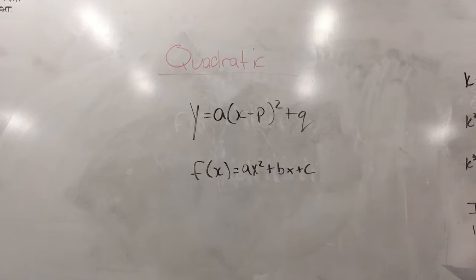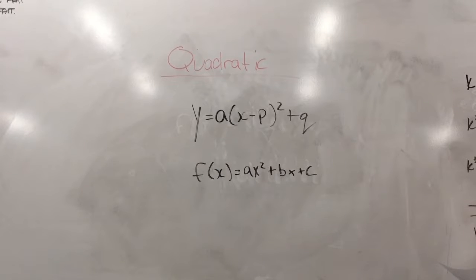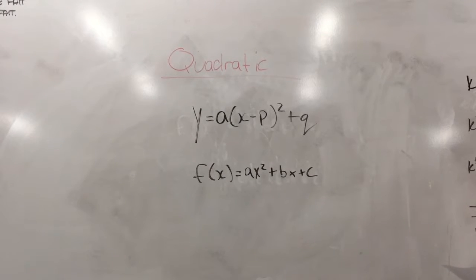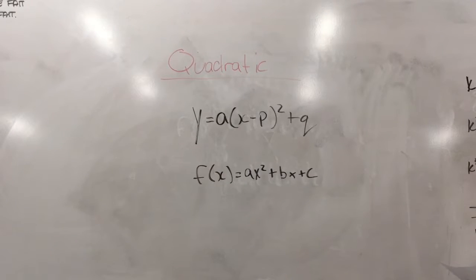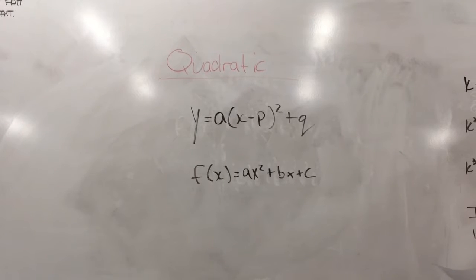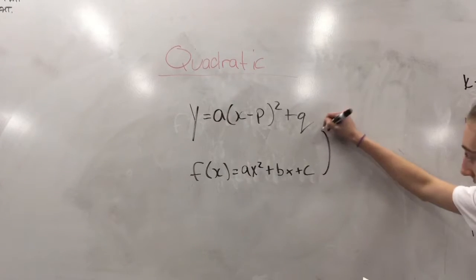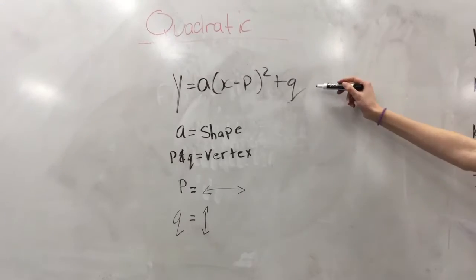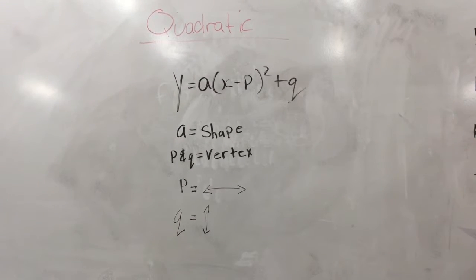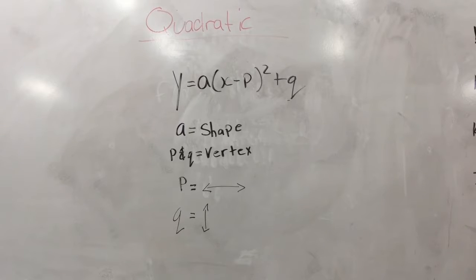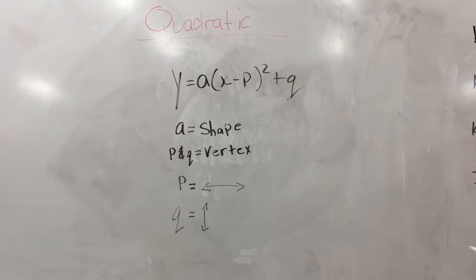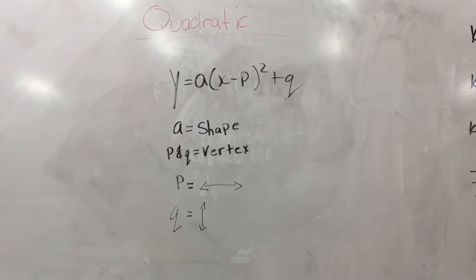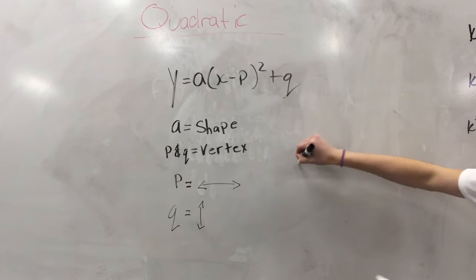If you are given an equation in the form f of x equals ax squared plus bx plus c, also known as general form, you must change it to this form. You do this by completing the square. In this vertex form, a is the shape, so whether it opens up or down. P and Q are the vertex of the parabola, so the highest or lowest point on a parabola.